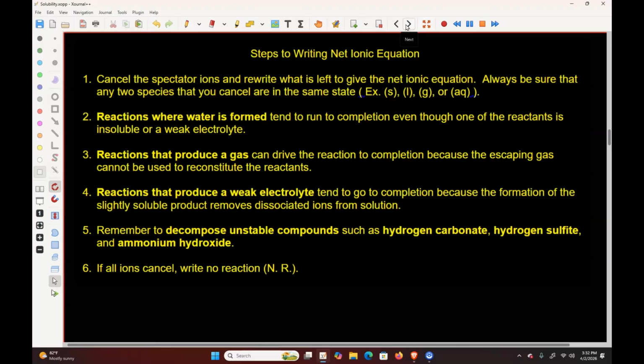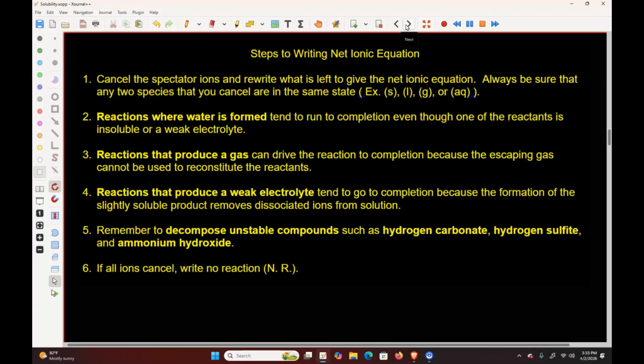Reactions that produce a gas can drive a reaction to completion because the escaping gas cannot be used to reconstitute the reactants. Reactions that produce a weak electrolyte tend to go to completion because the formation of the slightly soluble product removes the associated ions from the solution. Remember to decompose unstable compounds that are given as products. So whenever you see hydrogen carbonate or carbonic acid, hydrogen sulfide or sulfurous acid, and ammonium hydroxide as a product, remember to always decompose them.